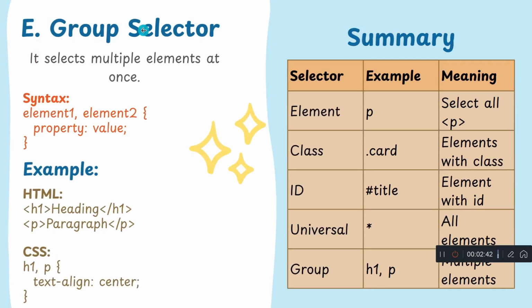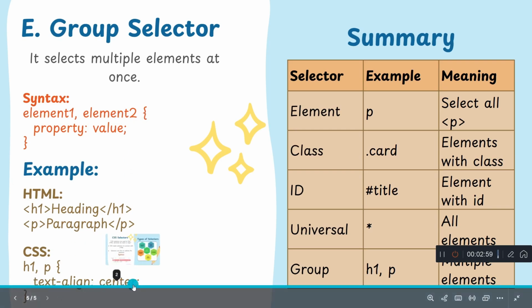Now we have the group selectors. The group selector selects multiple elements at once. We can specify the group selector like this: element1, element2, and multiple elements can be selected all at once and given the same styling.